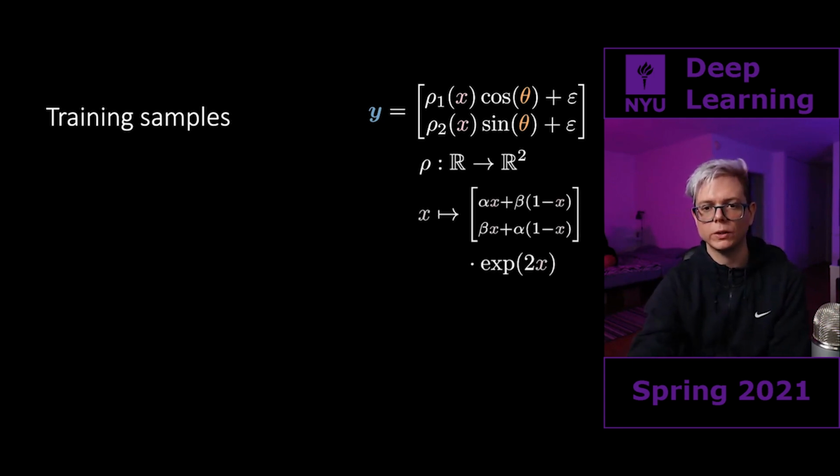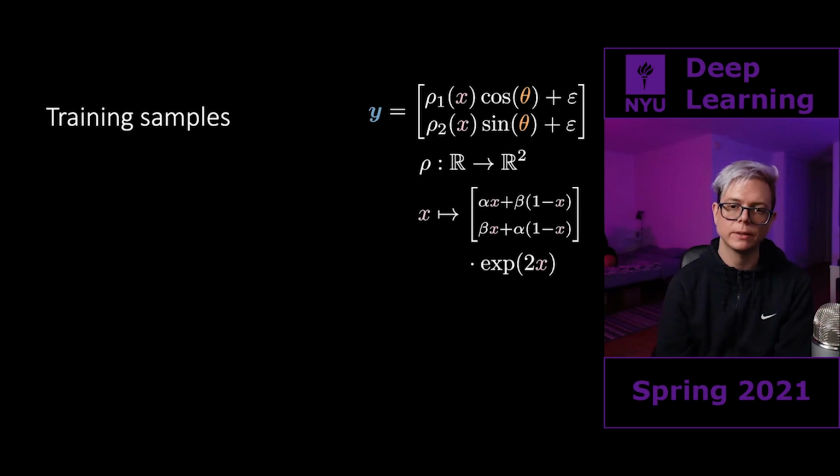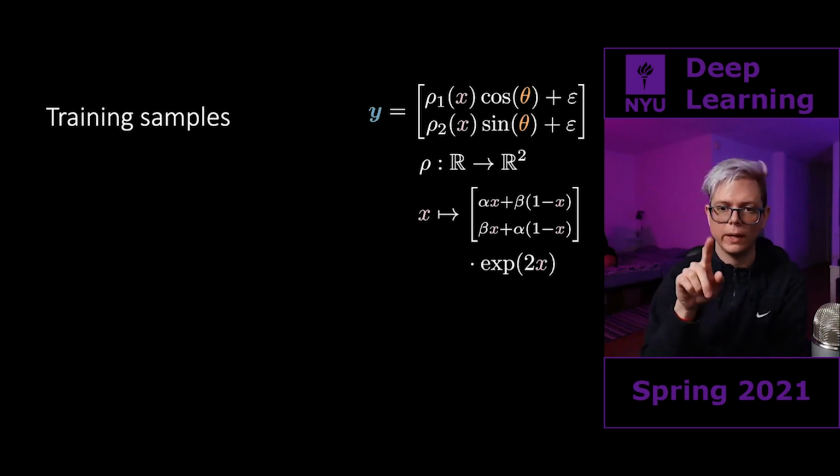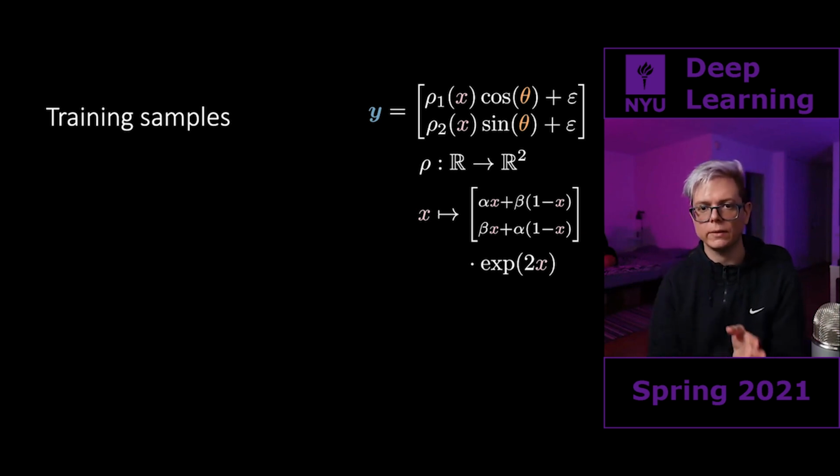So let's figure out what this rho is. Rho, as you can tell, is a function that maps the real numbers to R squared. In this case, x is a scalar value, so we go from R to R squared, because we get the rho1 component and the rho2 component.